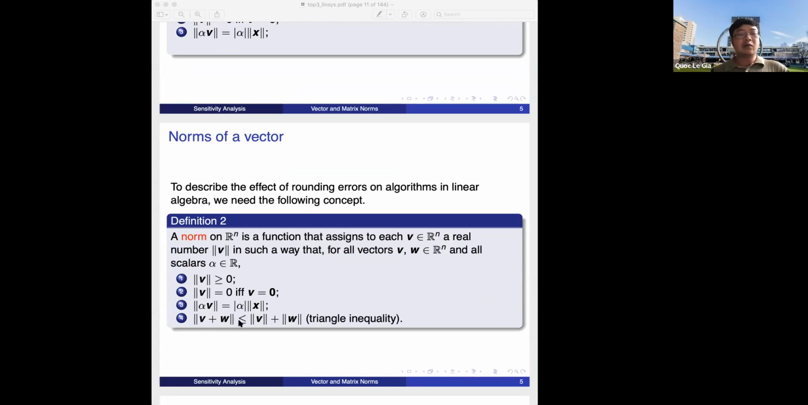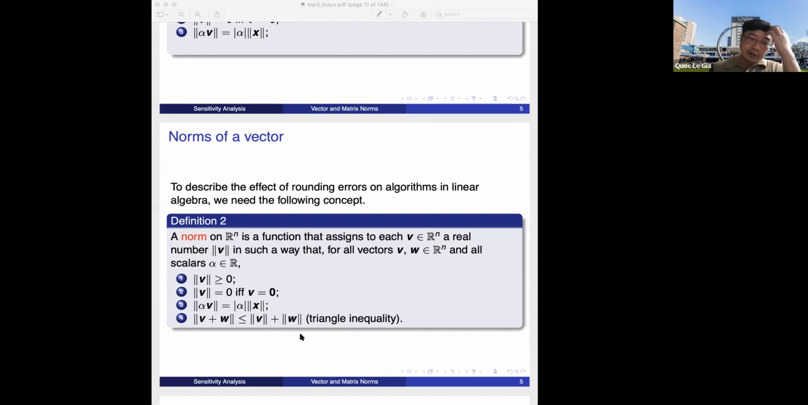And the last one is the triangle inequality. So you see that is exactly what you expect if you take the length to be the norm, right? The length of a vector satisfies those four properties. So V plus W, when you have a triangle, then take the length, it has to be less than or equal to the sum of the two other sides.